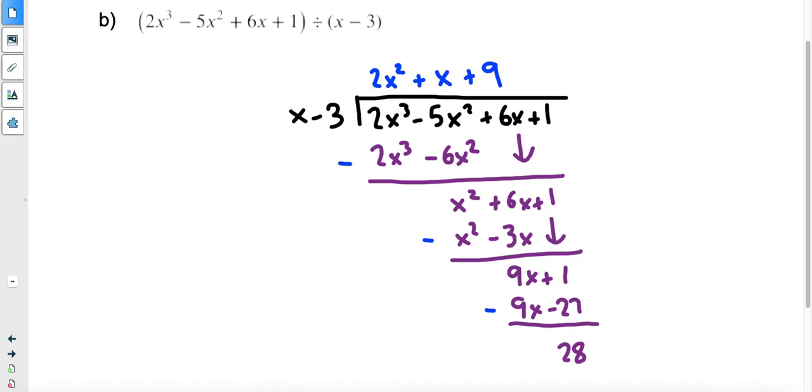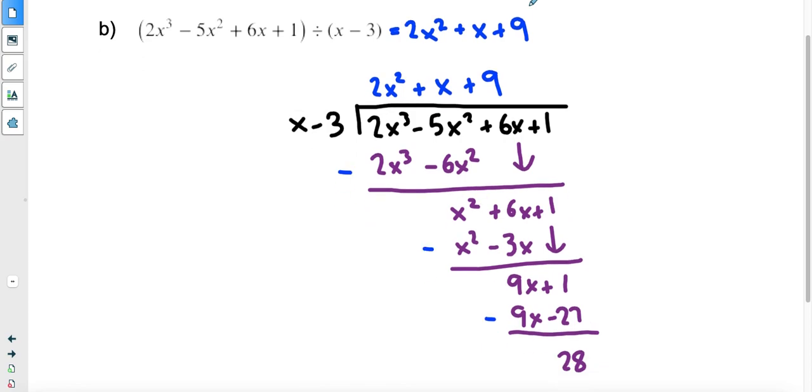And now we can write our final answer. My answer is going to be 2x squared plus x plus 9. And this time I have a remainder, so I'm going to add it: plus our remainder, 28, divided by our divisor, which in this case is x minus 3.